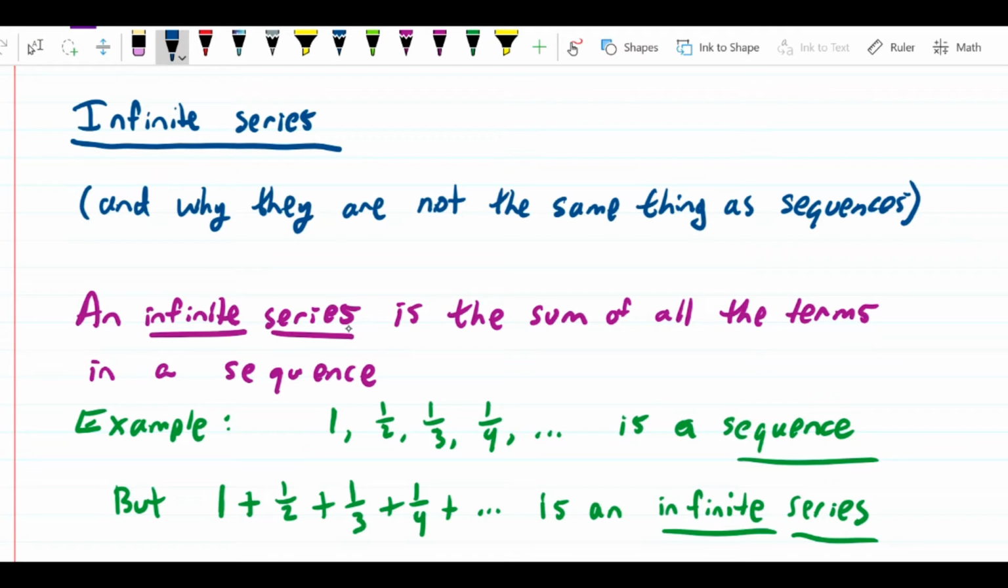A sequence is basically when you just list all the terms one after the other. A series is when you take all those terms and add them up. So for example, we can define a sequence such as this: 1, 1/2, 1/3, 1/4. As we can see, this is really just defined by the expression 1 over n. But if instead of just listing those terms separated by commas, I take them and add them all up, as in 1 plus 1/2 plus 1/3 plus 1/4, that is referred to as an infinite series.